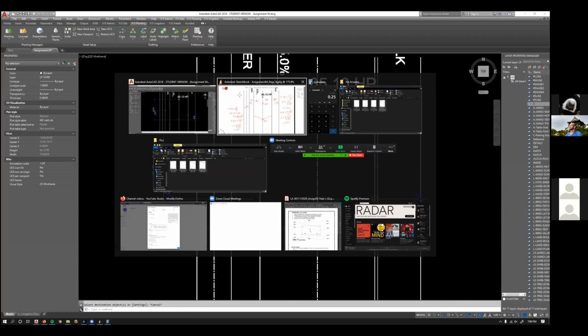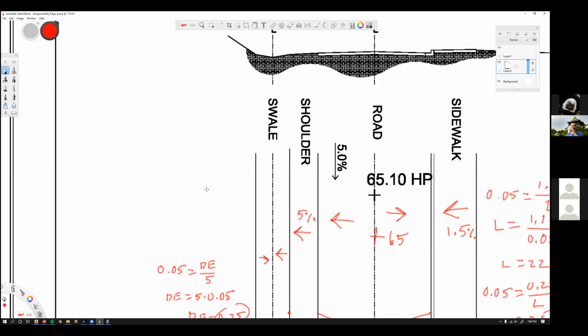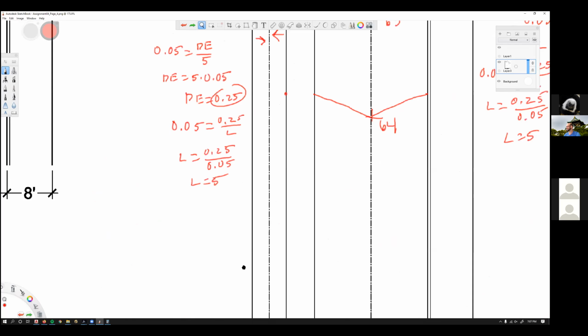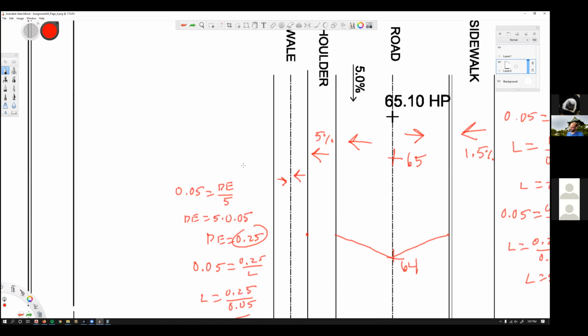Okay. For the swale, we know the swale is 6 inches deep, right? It tells us up here. And it is 6 feet wide. So we're going to take, what am I doing? It doesn't matter that it's 6 feet wide because we already know the difference in elevation.